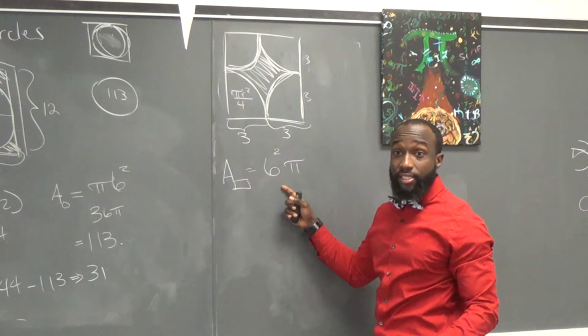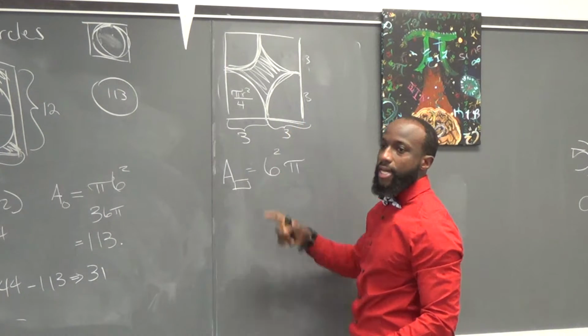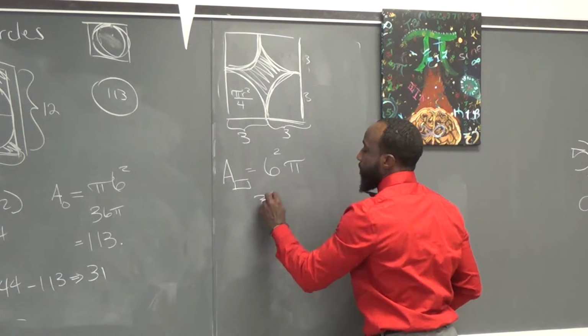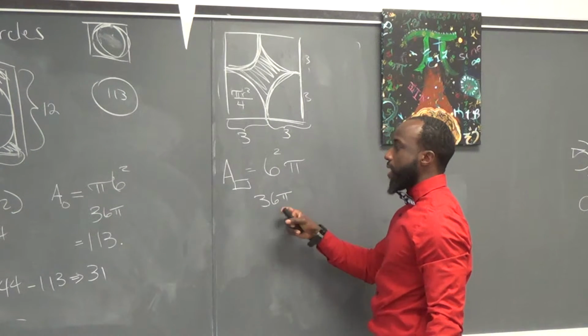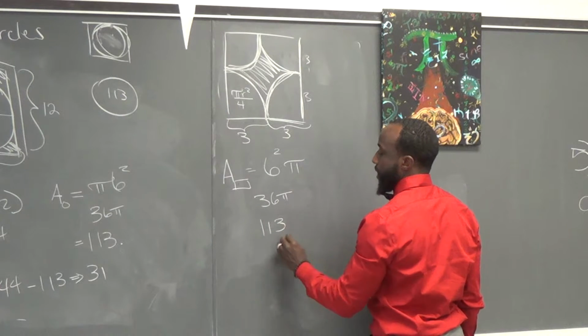Where did we get 6 from? The 3's. You add your 3's together to get 6. Alright, so here we go. We got 36 pi is the area of this rectangle, which is 113 again.